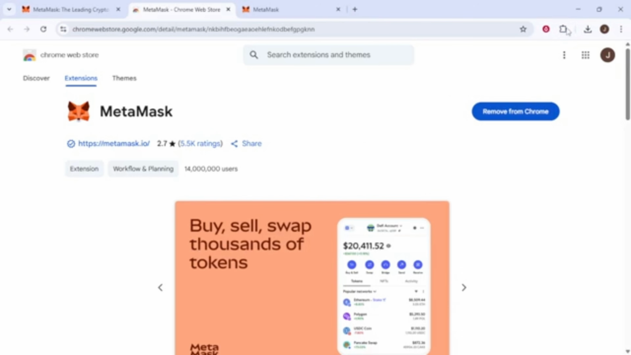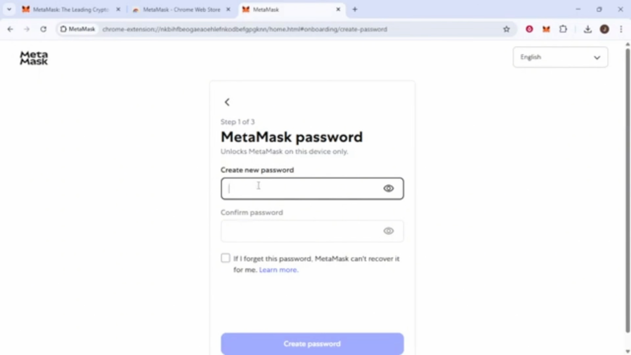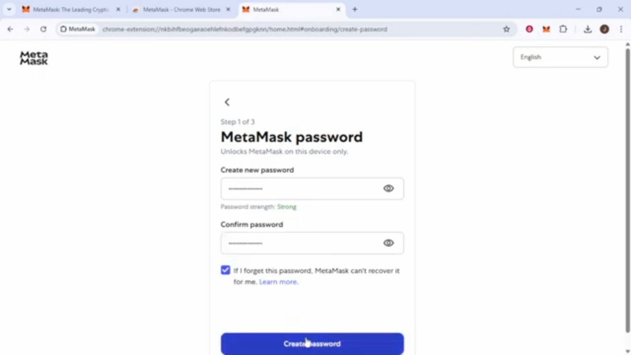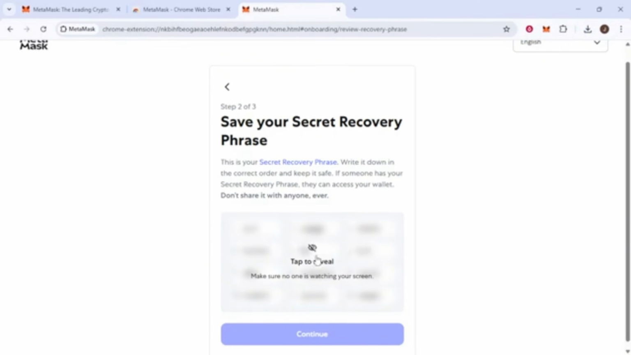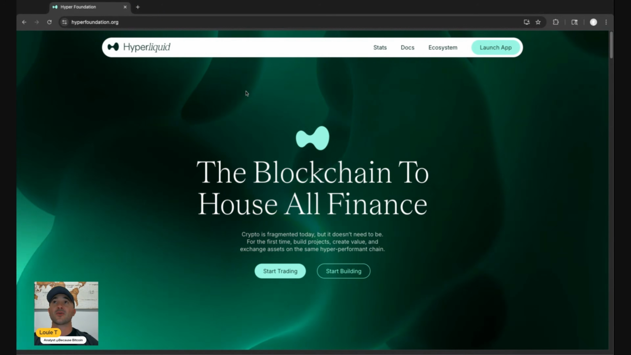Once you set up your MetaMask, right? So you'll download the Chrome extension. It's going to give you a wallet. It's going to give you a seed phrase. Make sure you save all that in a safe space. And that's pretty much it. And then you can head over to Hyperliquid.